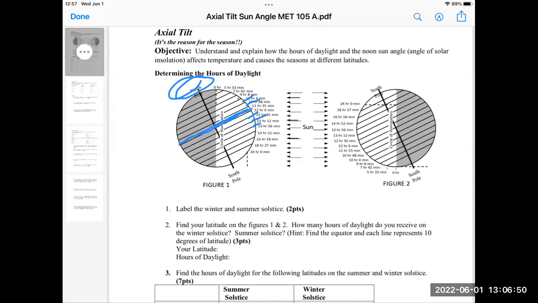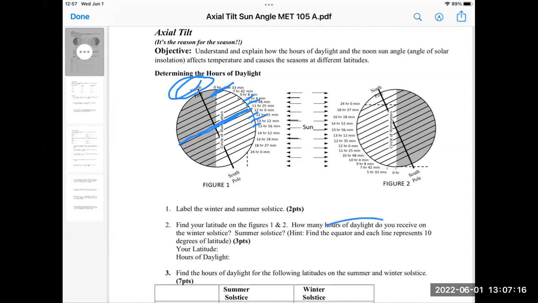You'll notice that this top line up here kind of stops at 60 degrees. And that's because the lines will get really close together. And anything past that little 0 hour, anything north of that would receive 0 hours of daylight in the winter and 24 hours of daylight in the summer.